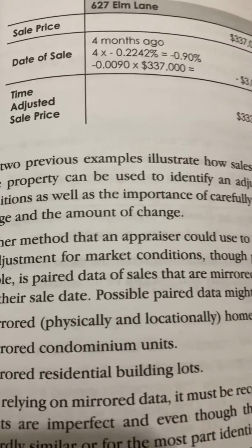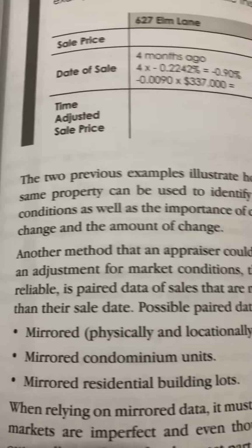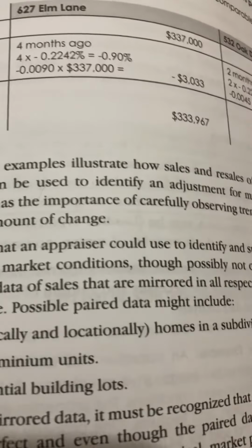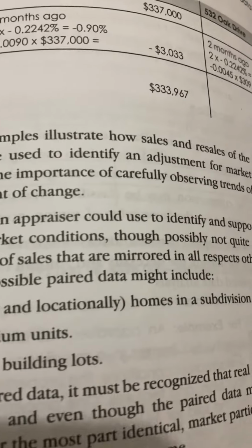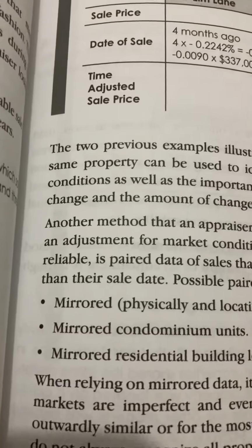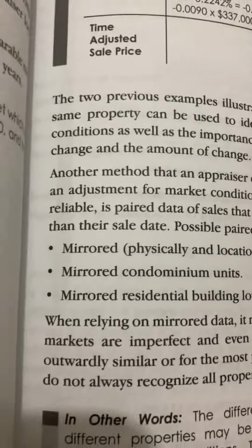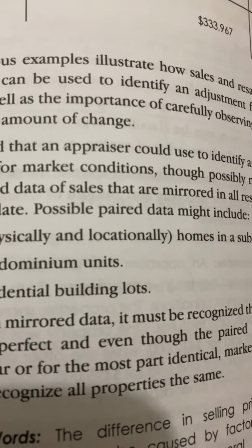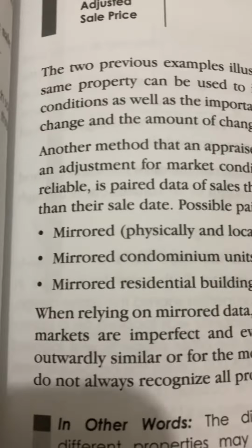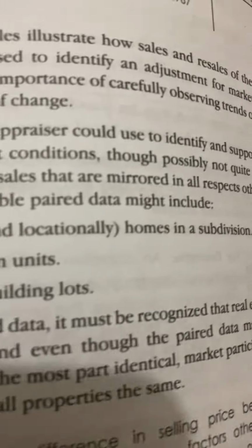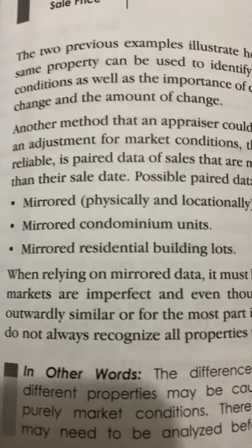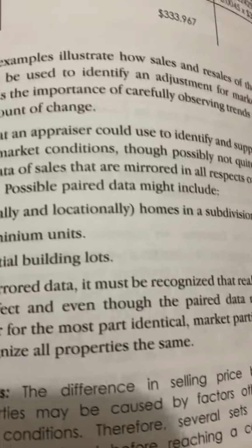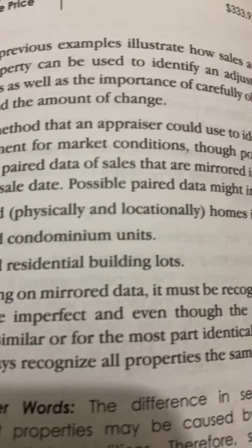The 2 previous examples illustrate how sales and resales of the same property can be used to identify an adjustment for market conditions, as well as the importance of carefully observing trends of change and the amount of change. Another method that an appraiser could use to identify and support an adjustment for market conditions, though possibly not quite as reliable, is paired data of sales that are mirrored in all respects other than their sale date.